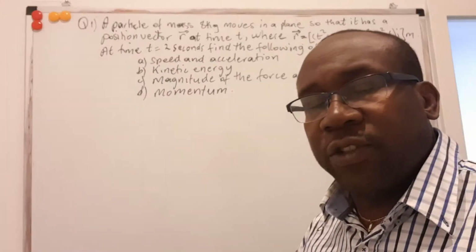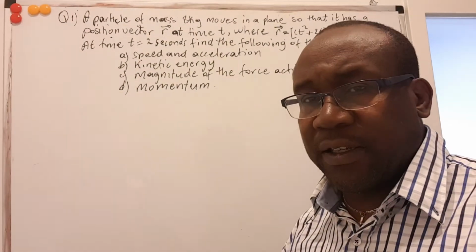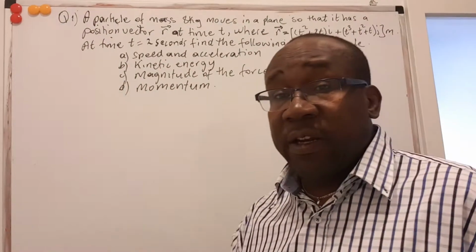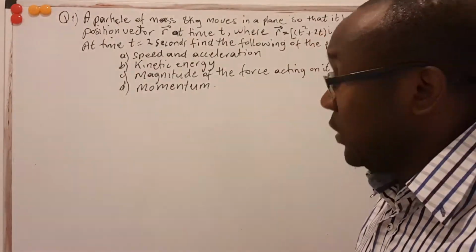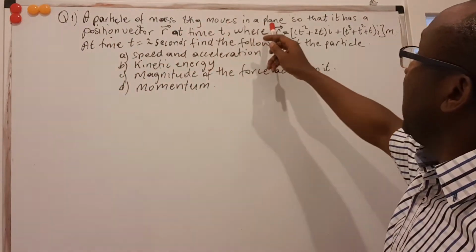The question we're going to look at today is about Paper 3, Mathematics Advanced Level, Mechanics. It has to do with a position vector movement in a plane of a particle. The question says, a particle of mass 8 kg moves in a plane so that it has a position vector r.